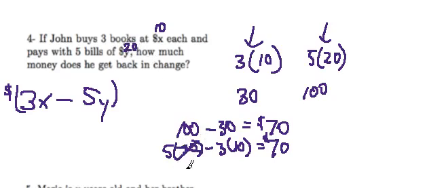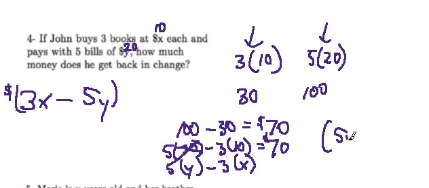20 was y, right? So 5 times y, and the brackets, you don't really need them here, but I'm writing them so you can see. And the 10 back in the problem was x. So it was actually 5y minus 3x. And let me include actual units in here, 5y minus 3x dollars.